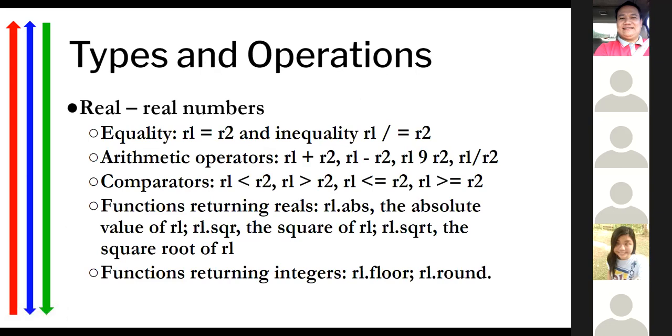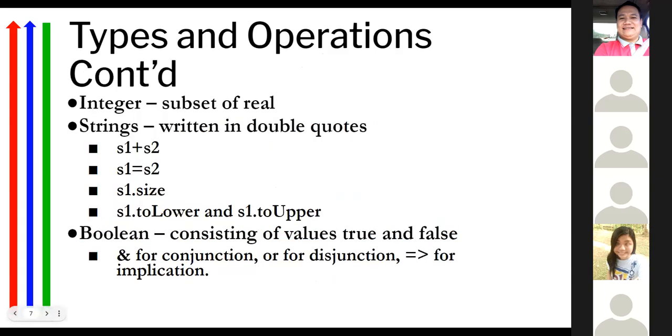OCL uses types and operations just like programming languages, but it's not quite a programming language. We use operations such as equality, the equal sign, our arithmetic operations, the plus, minus, and so on, our comparative operations, greater than, less than, and so on, and other types of operations. Here are other types: real, integers, and strings. And we also use booleans, which have the values of true and false.